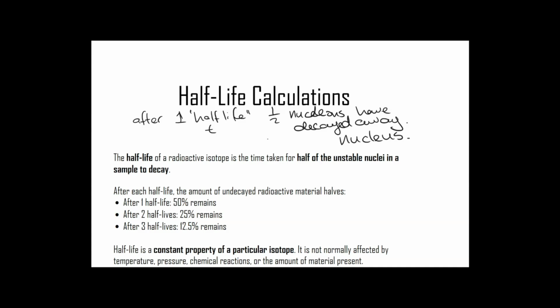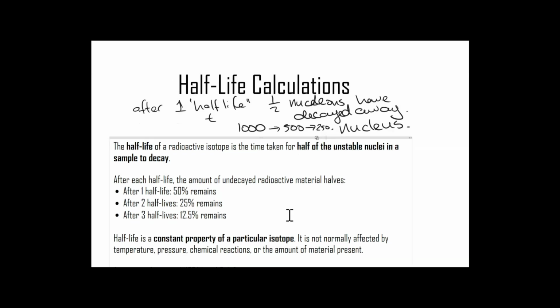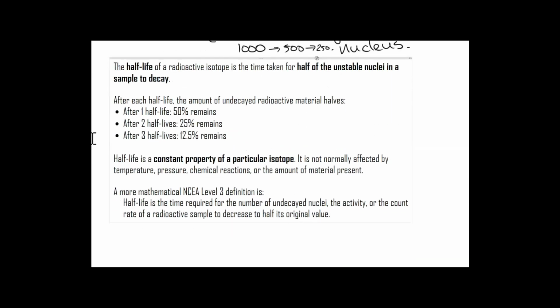Okay, so if we have 1,000 nucleons, after one half-life we would have 500, after another half-life we would have 250, and so on. Okay, so after one half-life, 50% of the nucleons remain. Remember, the nucleons are the protons and the neutrons.